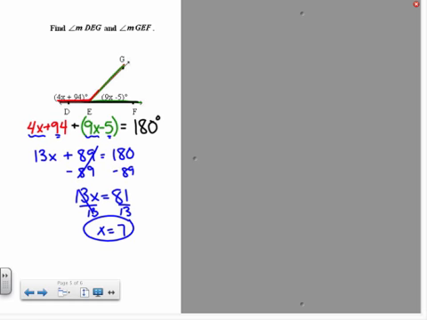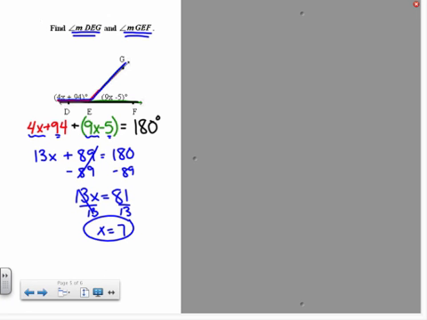Now here's another thing you have to be careful about in geometry. Make sure you always go back and check the original problem. So in this problem, I'm actually asked to find the measures of angles DEG and GEF. So just finding that x equals 7 isn't enough in this problem. I have to go a little bit further.